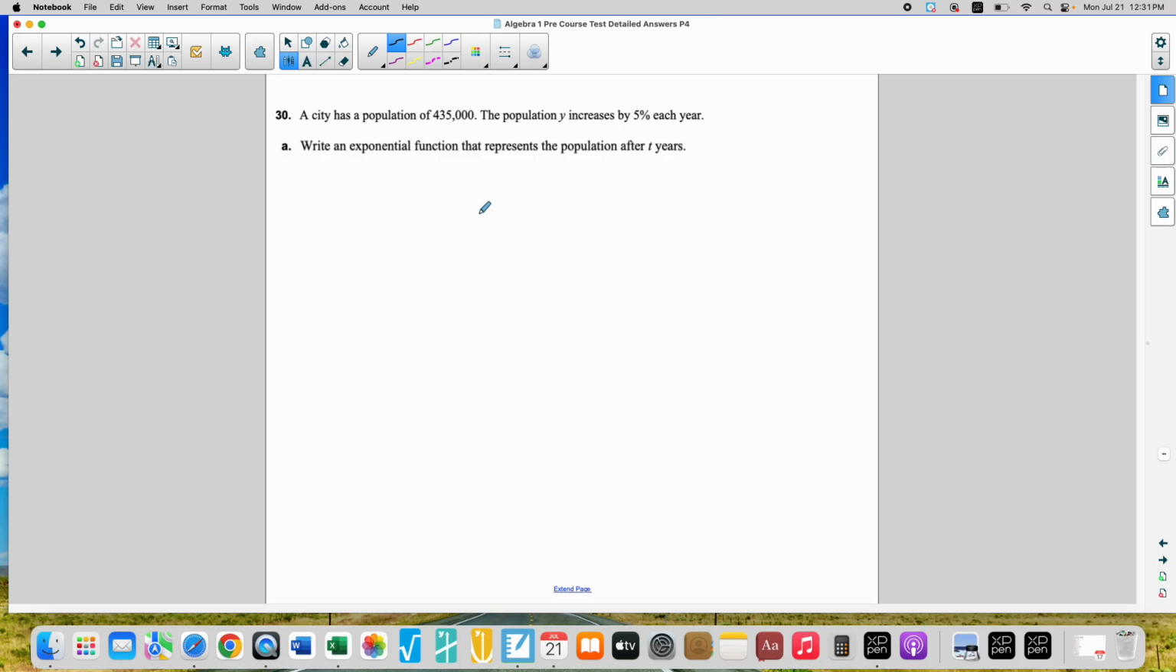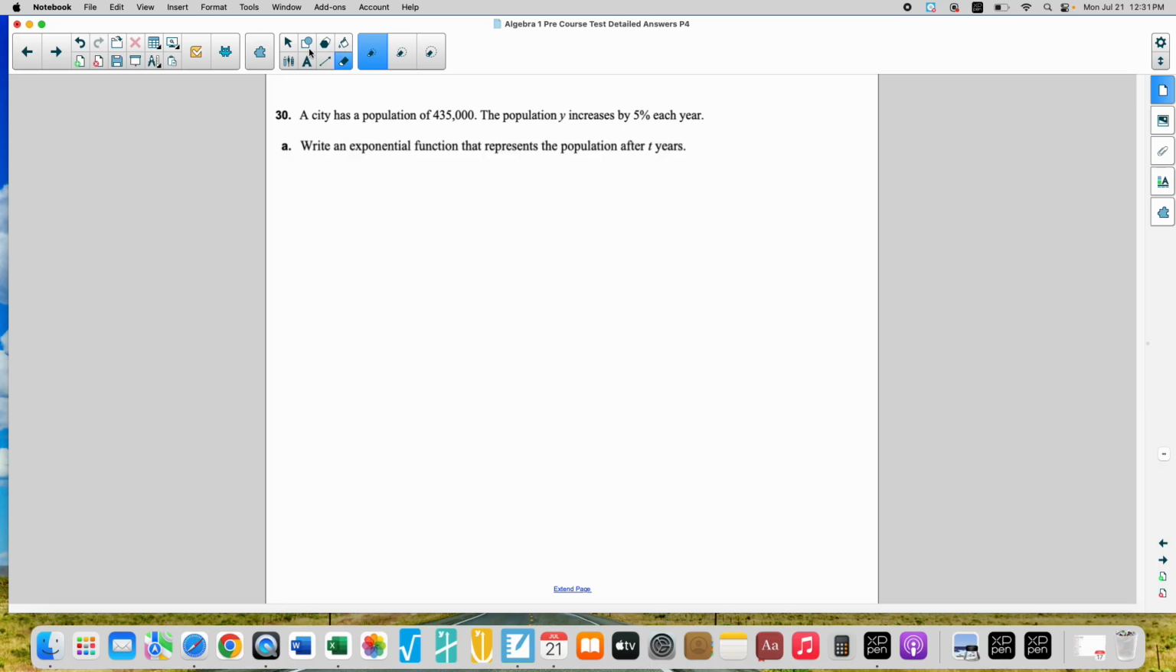Number 30 is a 2-part question. A city has a population of 435,000. The population increases by 5% each year. Write an exponential function that represents the population after t years. So this is the interesting one, right? This is definitely advanced. Do we have to write a function? Yes, it says exponential function.